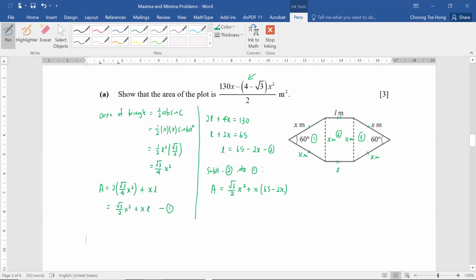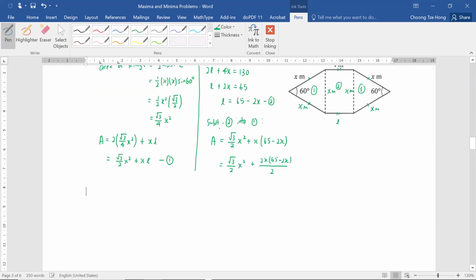Now if you look over here, they have combined everything as a single fraction, so we're going to combine also. To combine everything into a single fraction, we need to make both the denominators 2. If we make this denominator 2, then on top we need to compensate with another 2. Once the denominator is both 2, we can add up the fractions. So we'll have (square root 3 x squared plus 2x(65 minus 2x)) over 2.